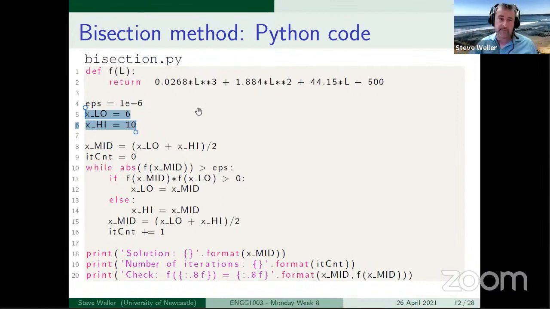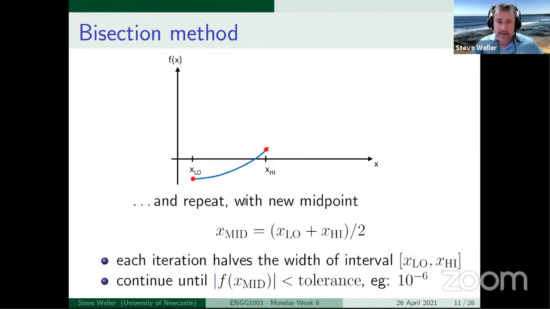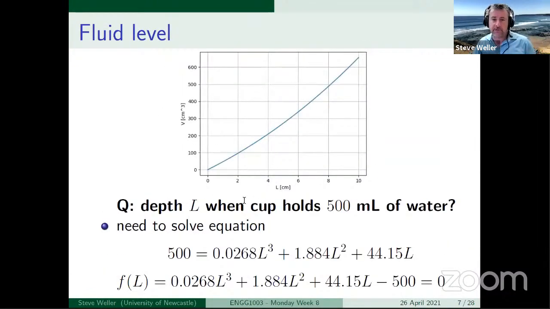The code assumes that the solution is somewhere between 6 and 10. In this particular problem, remember the problem is to find the height L corresponding to volume 500. We know it's about 8. Certainly it's bigger than 6 because the volume at 6 is about 350. It's certainly less than 10 because the volume at 10 is about 700 or 650.